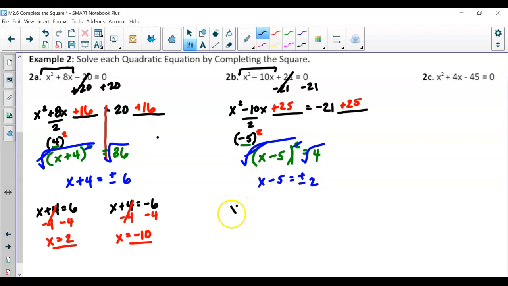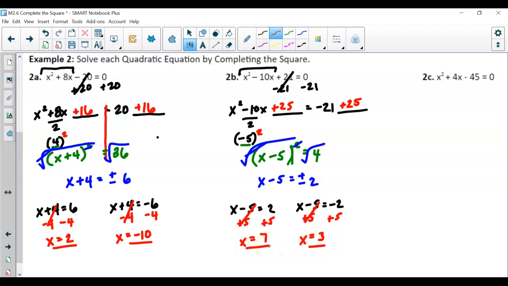So now here we've got x minus 5 is equal to 2, and x minus 5 is equal to negative 2. Now we can go through and solve. We're subtracting 5, so now add 5 to both sides. x is equal to 7. Here, we're going to add 5 to both sides, and x is equal to 3.